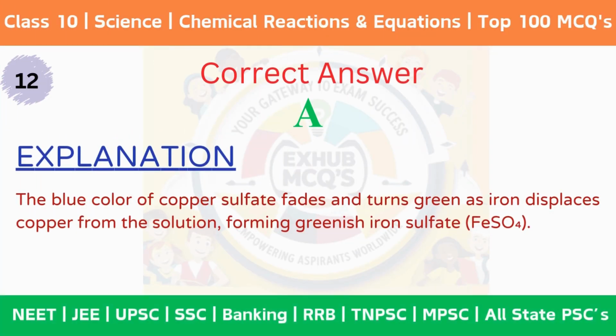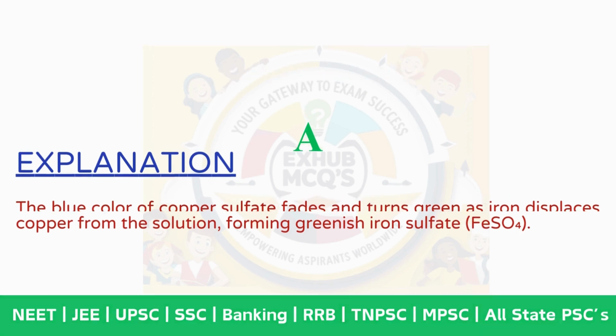The correct answer is option A, changes to green. Explanation. When an iron nail is placed in copper sulfate, iron displaces copper, forming green-colored iron sulfate. The blue color of copper sulfate fades during this reaction.